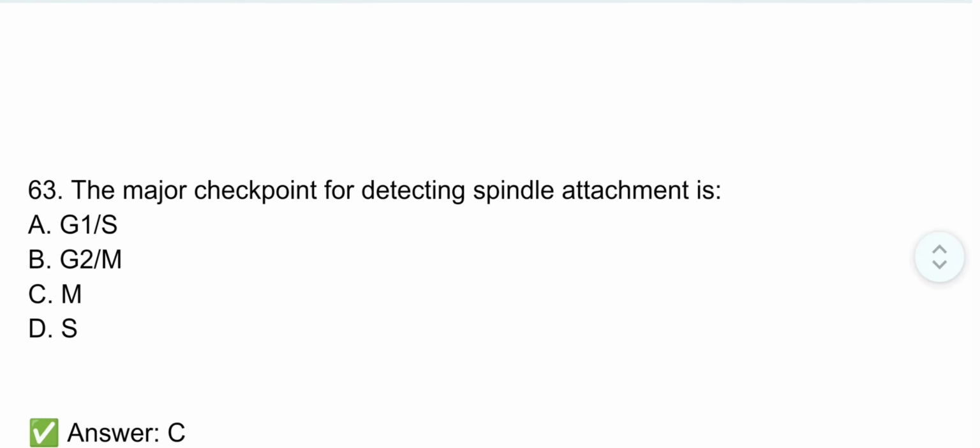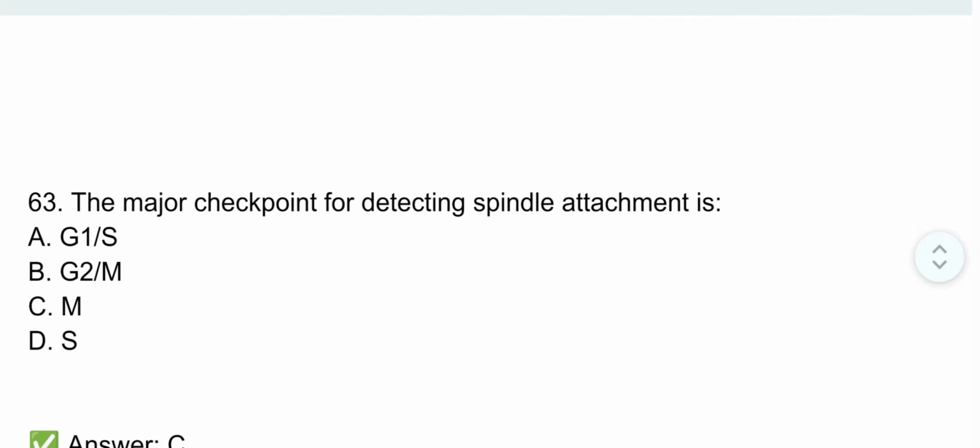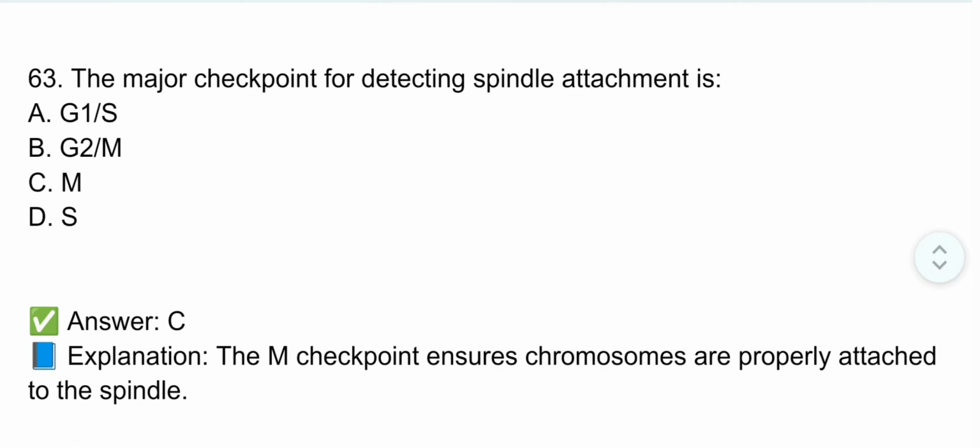Question number 63. The major checkpoint for detecting spindle attachment is? The correct option is option C. M phase. The M checkpoint ensures chromosomes are properly attached to the spindle.